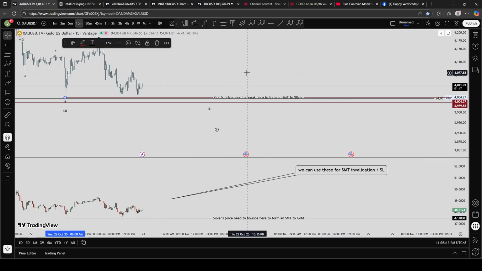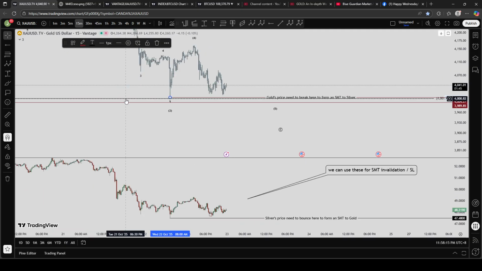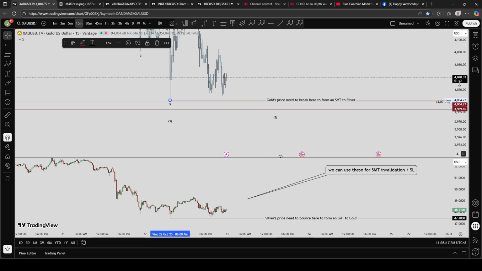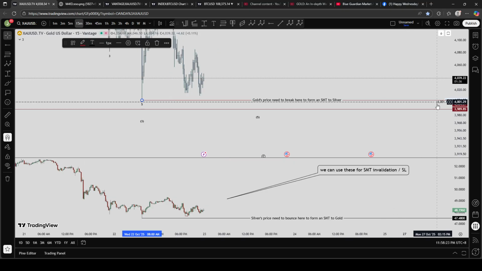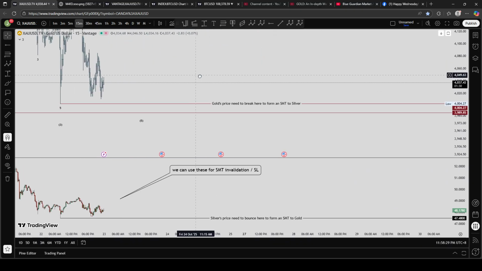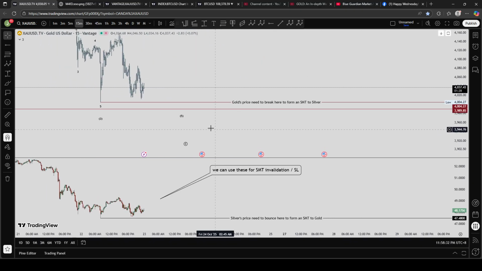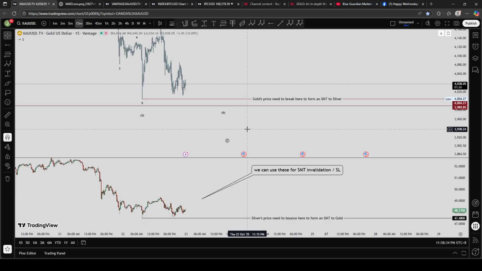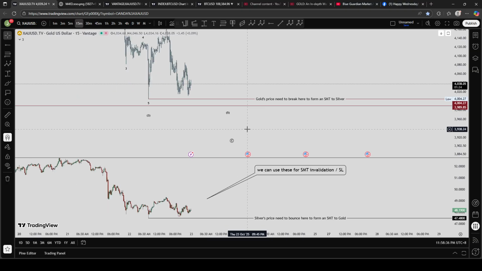And in this case, that's the reason why my POI is still with the M15 implied fair value gap at 4,001.42. Now, looking at the labels or the annotations I put, we can use this for SMT invalidation or SL.